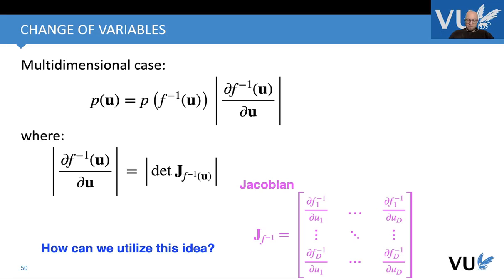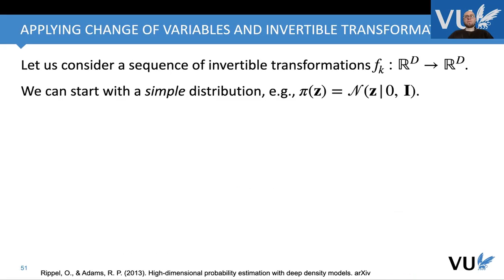And now, how can we utilize this idea for modeling images, for instance, or some interesting objects, from an AI perspective, of course? First, we must think of a sequence of invertible transformations in general. Here a sequence is not an accident, because of course we can think of neural networks.